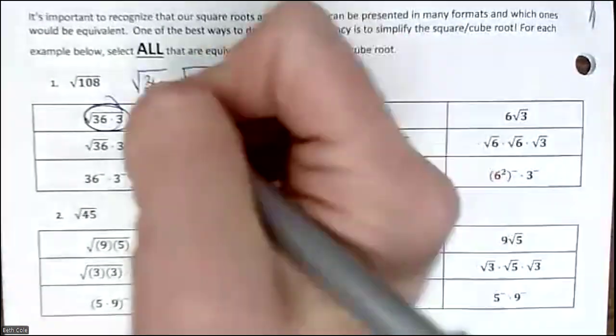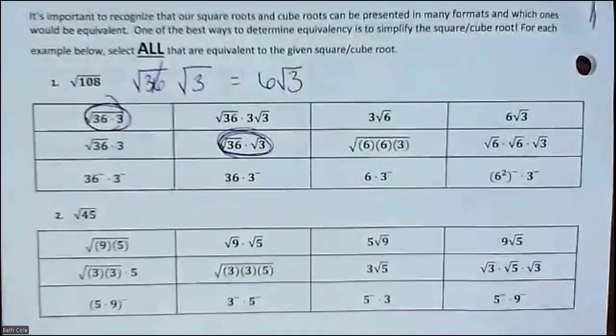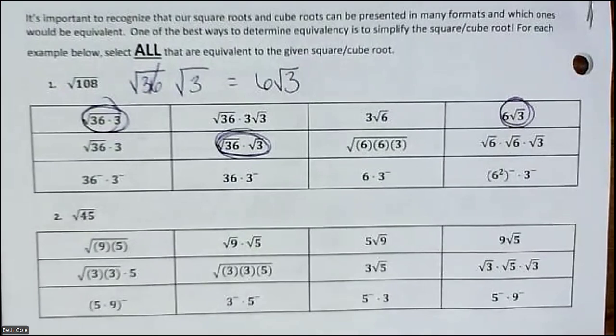And then what is the square root of 36? Because we can reduce that one. That's 6. So 6 square root of 3. Do you see that somewhere on there? Yeah, top right. Okay.